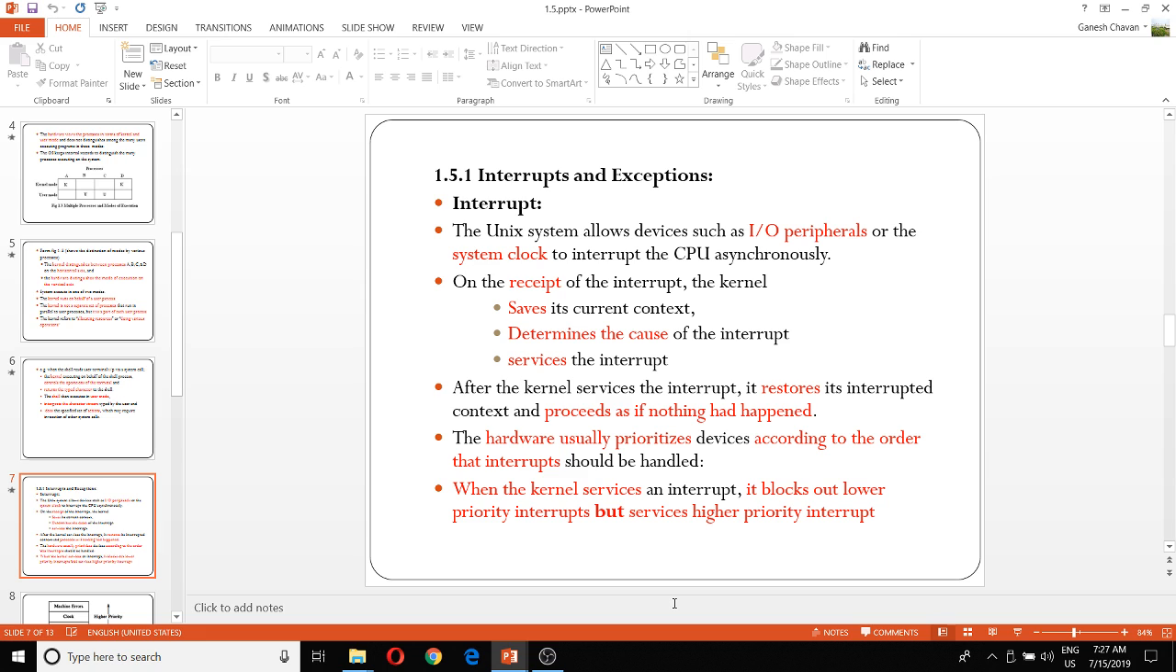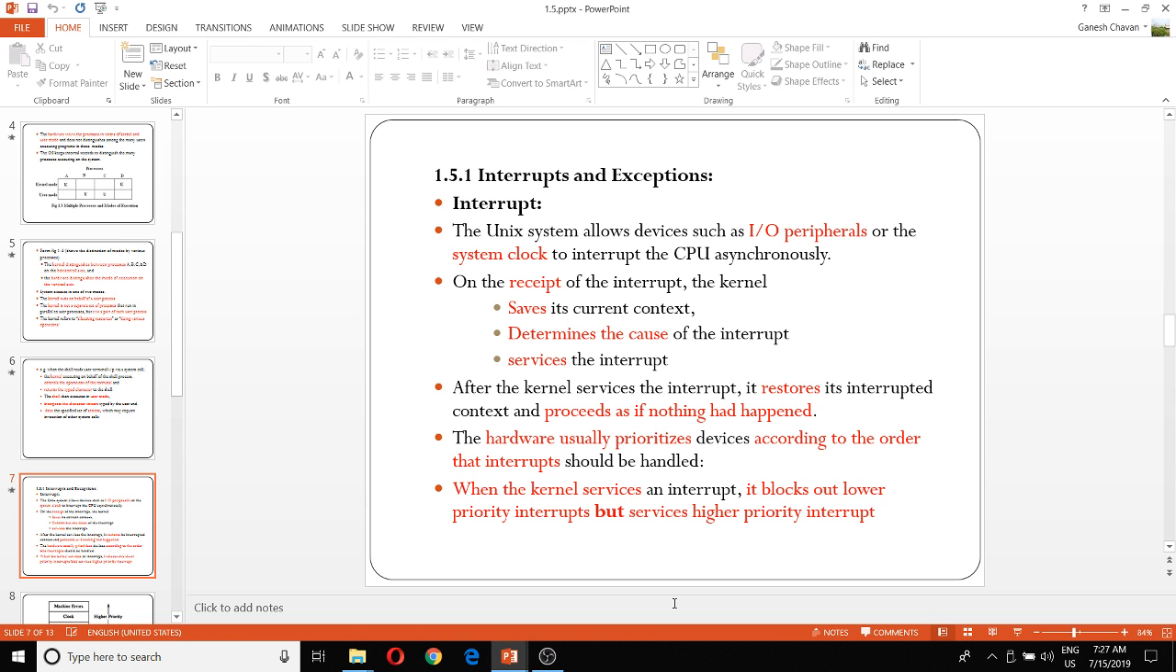What is basically meant by interrupt? The Unix system allows devices such as IO peripherals or the system clock to interrupt the CPU asynchronously. On the receipt of the interrupt, the kernel saves its current context, determines the cause of the interrupt, and services the interrupt. After the kernel services the interrupt, it restores its interrupted context and proceeds as if nothing had happened.